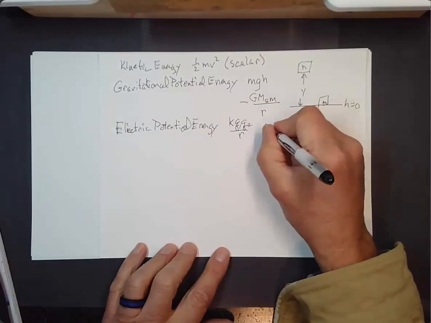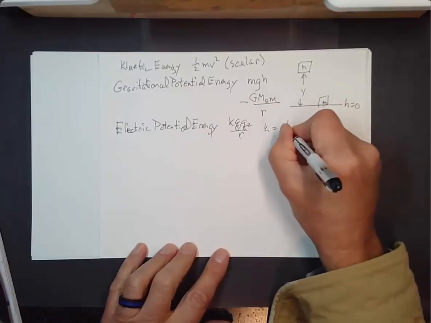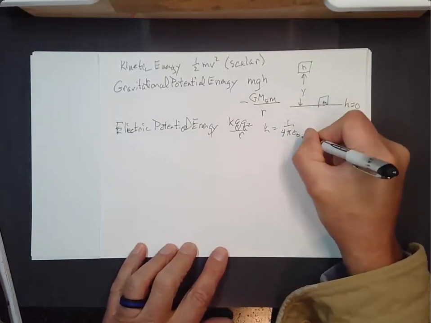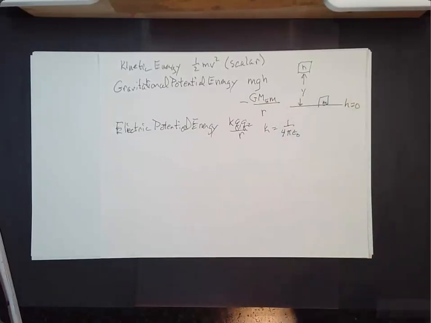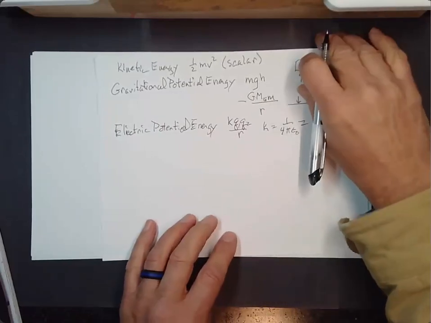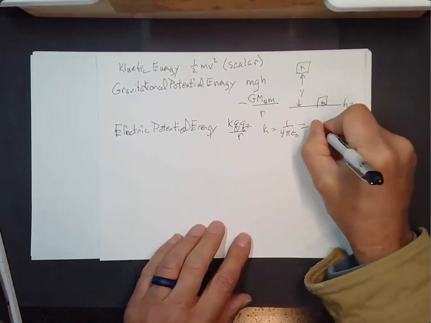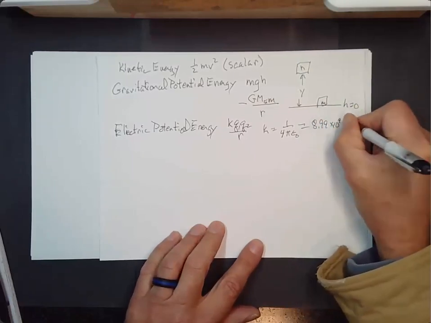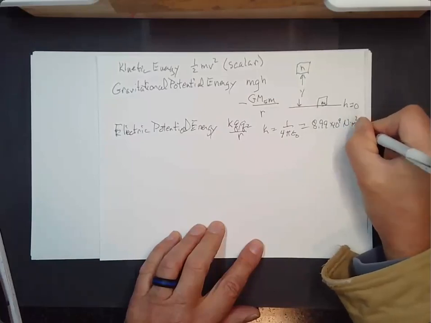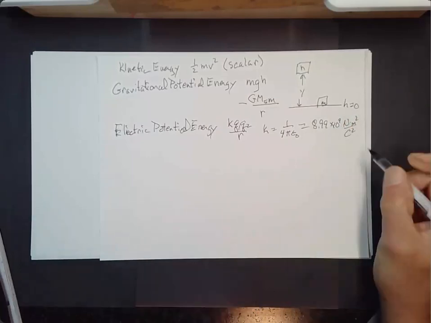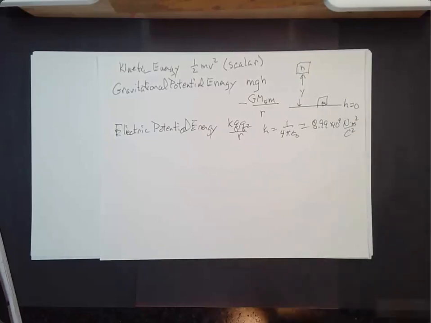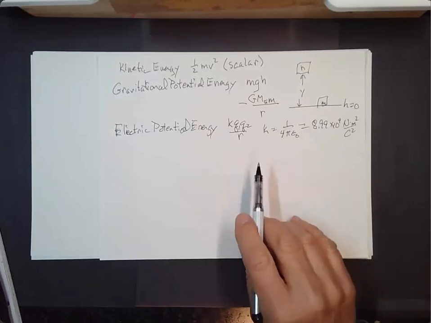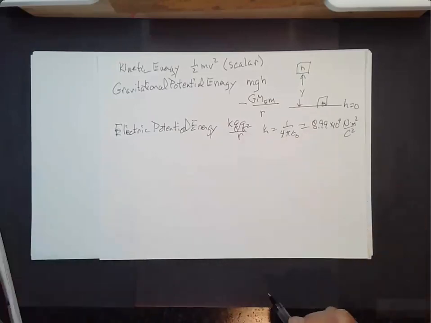And K is actually equal to, it's shorthand for something that looks like this. Epsilon naught is a fundamental constant of nature, and it ends up being about, let's see if I remember right, 8.99 times 10 to the ninth Newton meters squared per coulomb squared, but don't hold me to that because it's been a little while since I dealt with this, but I'm pretty sure that's what the constant is anyway. So anyway, that's another kind of potential energy.